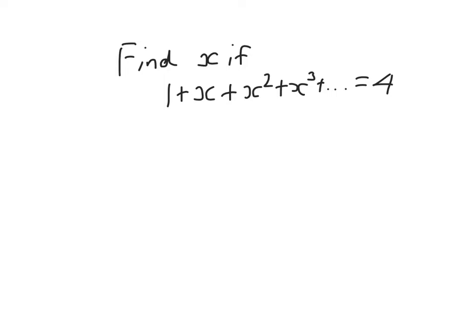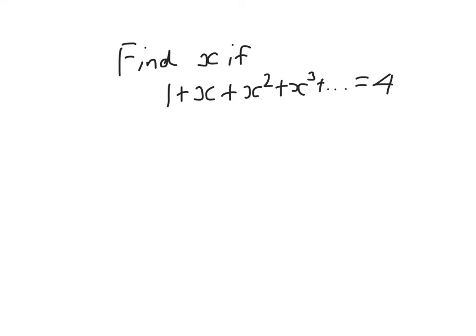You need to recognize that this is something we've come across many times before. This is a geometric series because each subsequent term is being multiplied by x. 1 times x equals x, times x equals x squared, times x equals x cubed, and so on. These dots here mean that the series goes on forever.